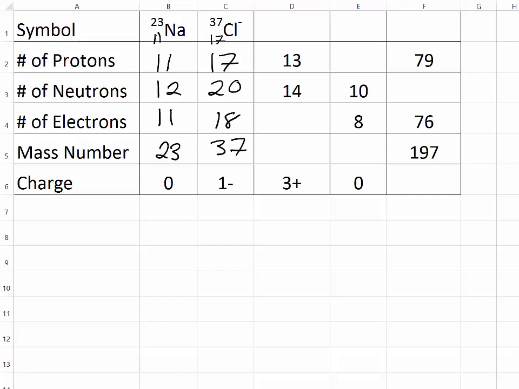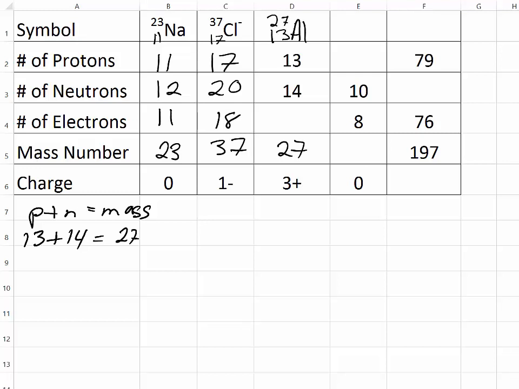In the third column, we're not given a symbol at all. We're given the number of protons. The number of protons is 13. That means the atomic number is 13. The element with an atomic number of 13 is aluminum. We're told that this aluminum atom or ion has 14 neutrons as well. So 13 protons, protons plus neutrons equals mass. So 13 protons plus 14 neutrons equals 27. So that's the mass number.